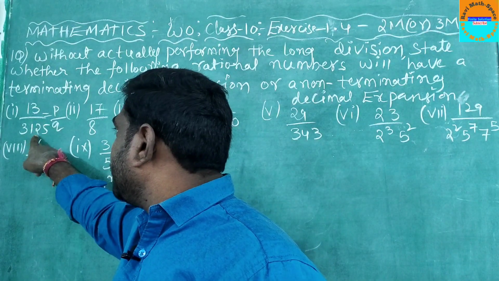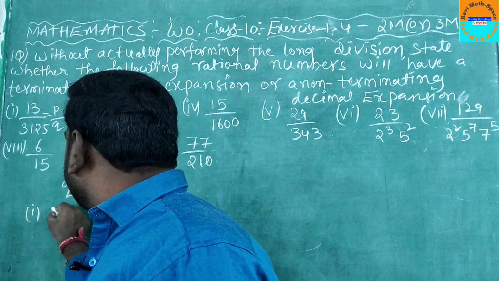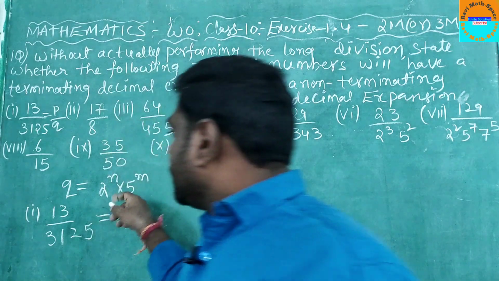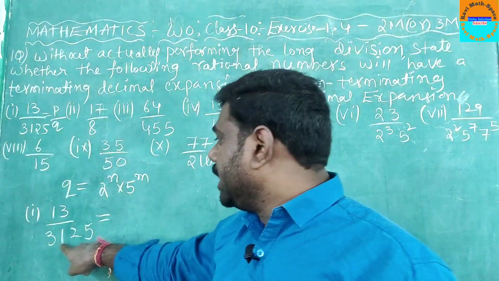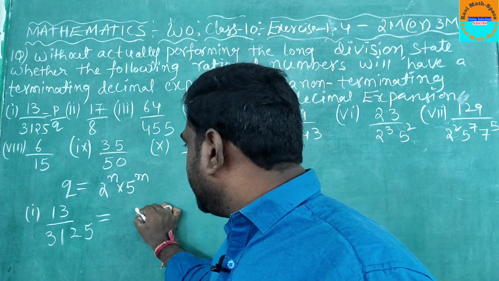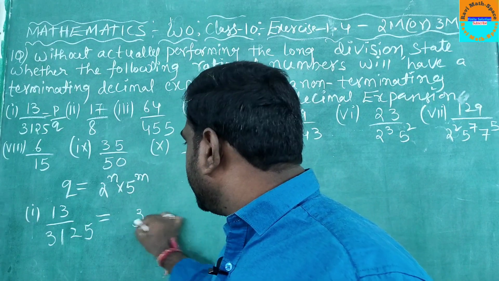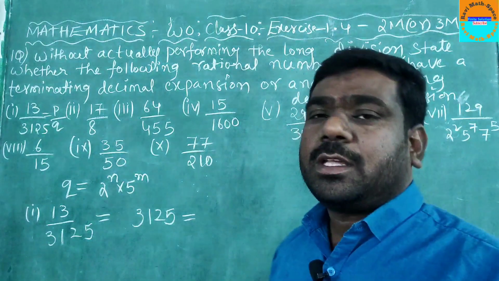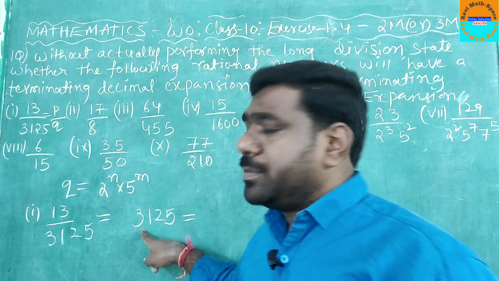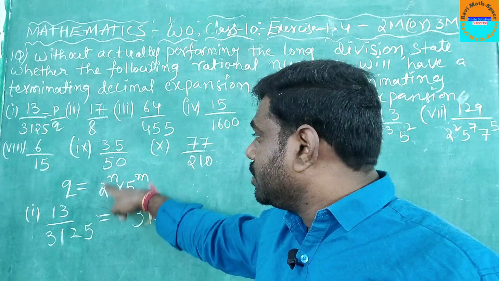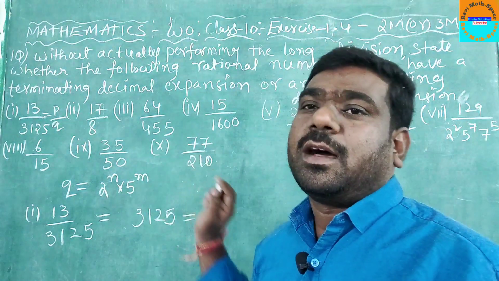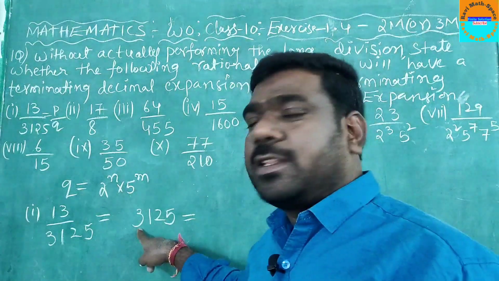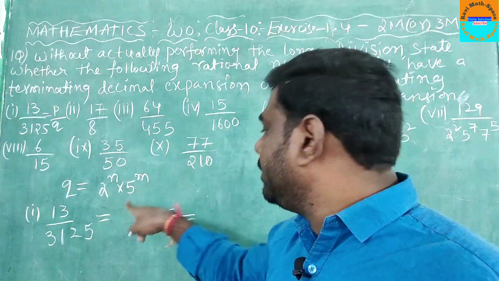Now, take the first problem. What is the first problem here? 13 by 3125. In this rational number, check the denominator. The denominator is 3125. Check whether it is in the form of 2 power n into 5 power m or not. First, what we should find out here is the prime factorization of this number.